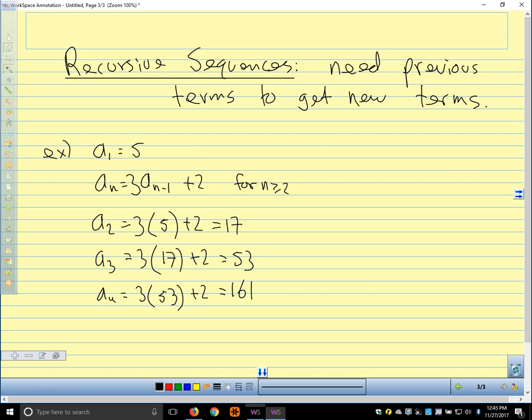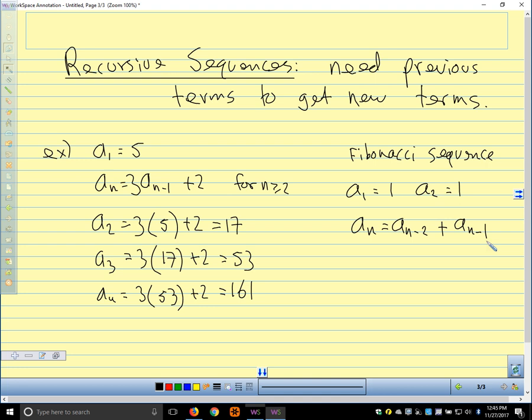So for the Fibonacci sequence, we could say a sub 1 is 1, a sub 2 is 1, and a sub n is a sub n minus 2 plus a sub n minus 1. So for the Fibonacci sequence, we need 2 previous terms to get the next term. There are other ways to define the Fibonacci sequence, but this is one way.